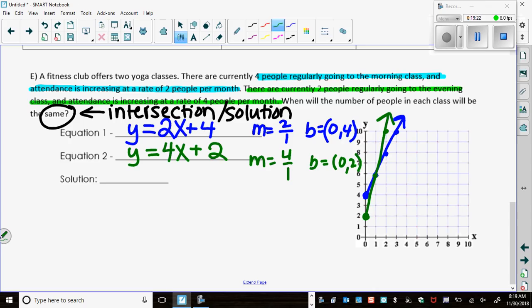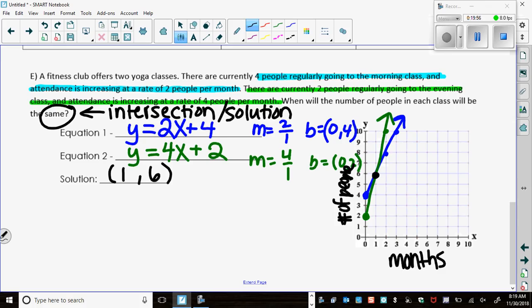So some of you have already seen this intersection right here. That is the solution of 1, 6. So for the first month, there's going to be a total of 6 people, and that's where they both have the same amount of people in their classes. So if you want to, our X would be months, our Y would be number of people. There you go. This is your graph.